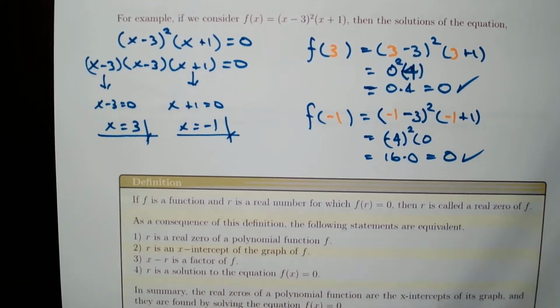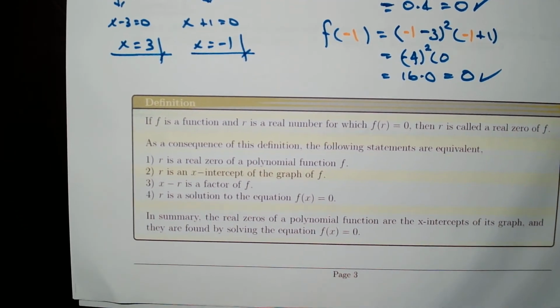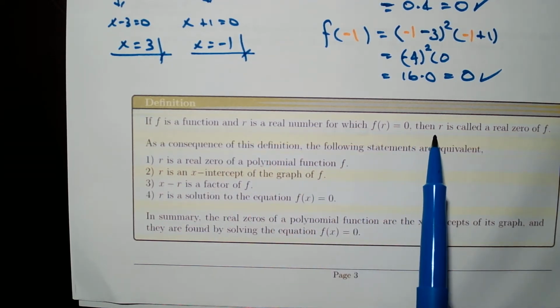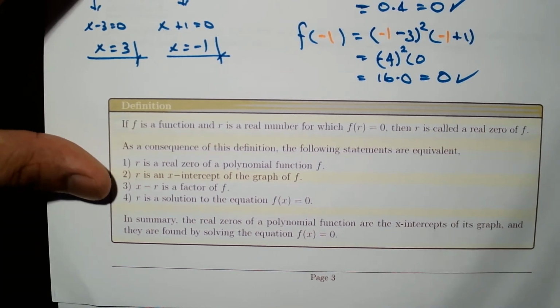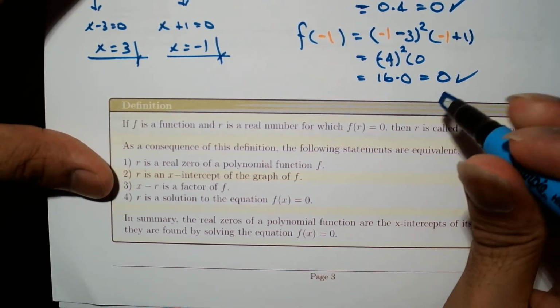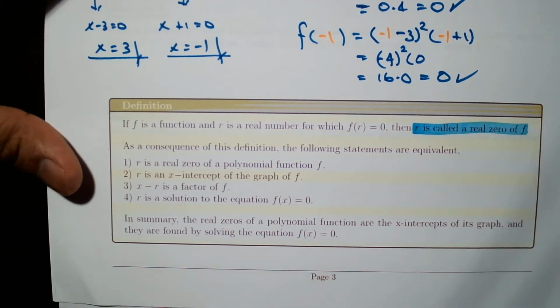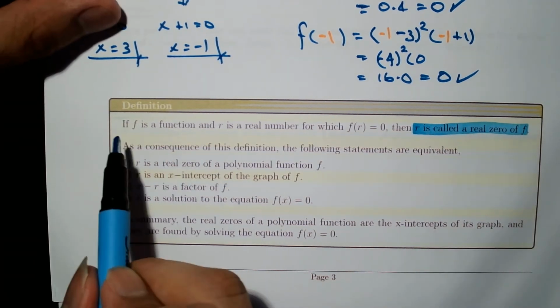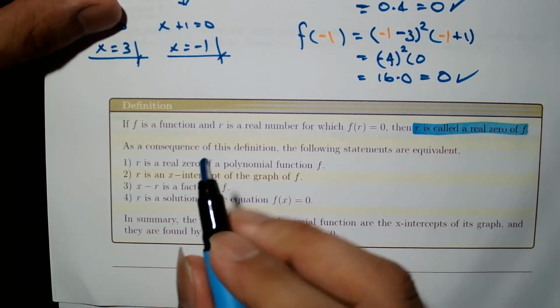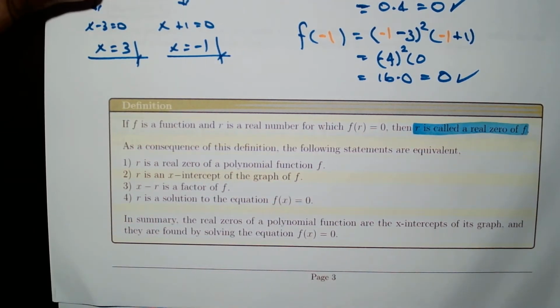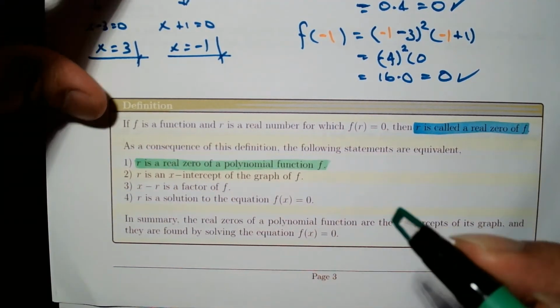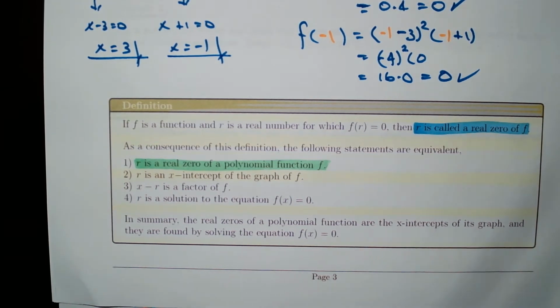So let's go over a definition here. If f is a function and r is a real number for which f of r equals 0, then r is called a real zero, which is what we were talking about a few seconds ago. It's a solution to the equation, and it's a zero. As a consequence of this definition, we are going to have these four statements right here. Number 1, r is a real zero of the polynomial, which is what we already said.